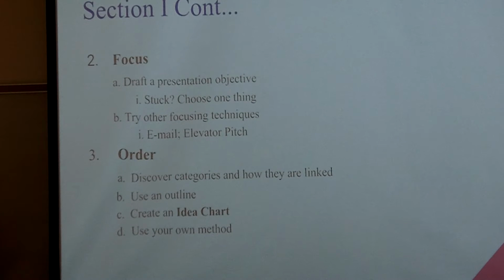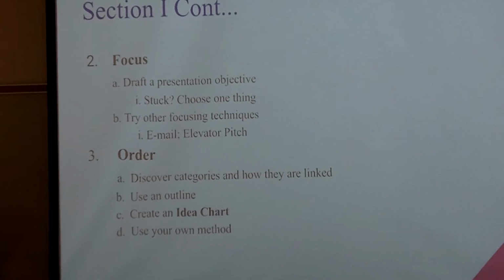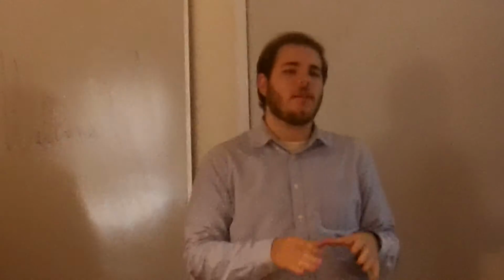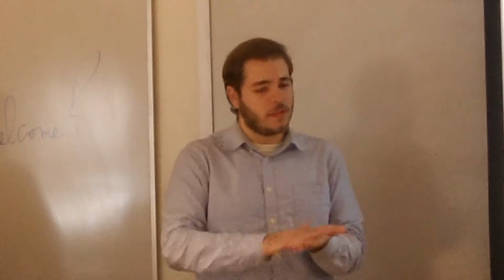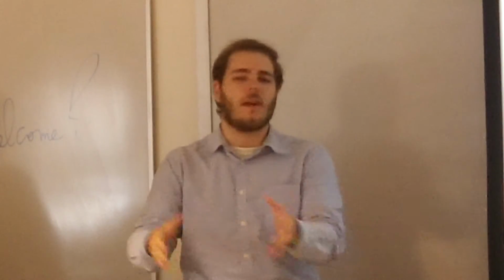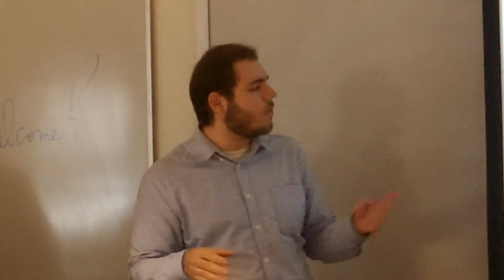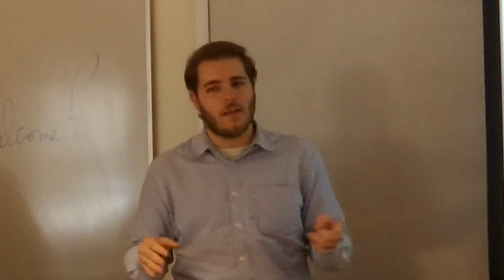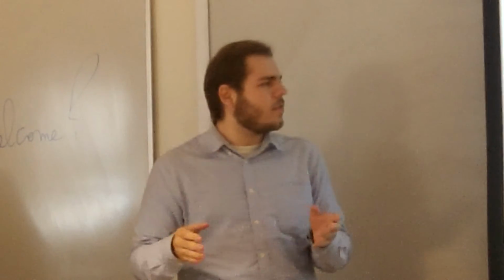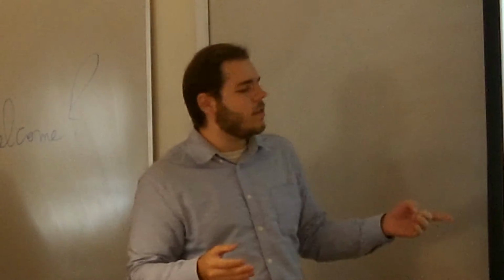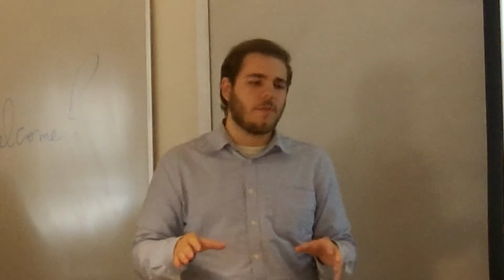And finally, number three is order. In this one, you want to discover categories and how they're linked, and put them together so that when you're presenting in an orderly fashion, you keep stringing along the audience, and they don't get confused or hung up on various portions. One way to start planning for that is to use an outline. That's a text-based tool, with your standard ABC. You're all familiar with it. And then there's also an idea chart, which is more of a visual representation once again.